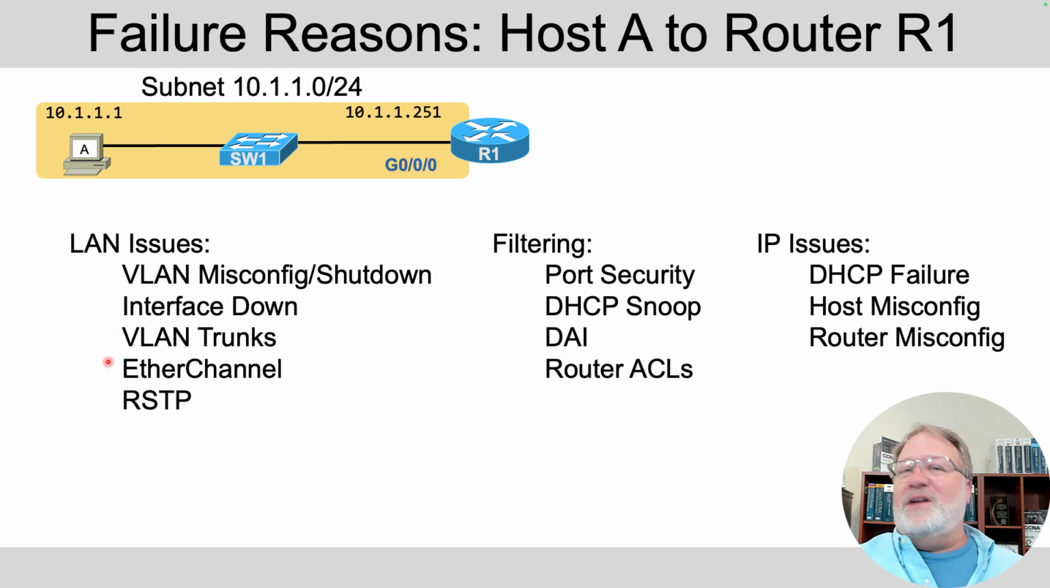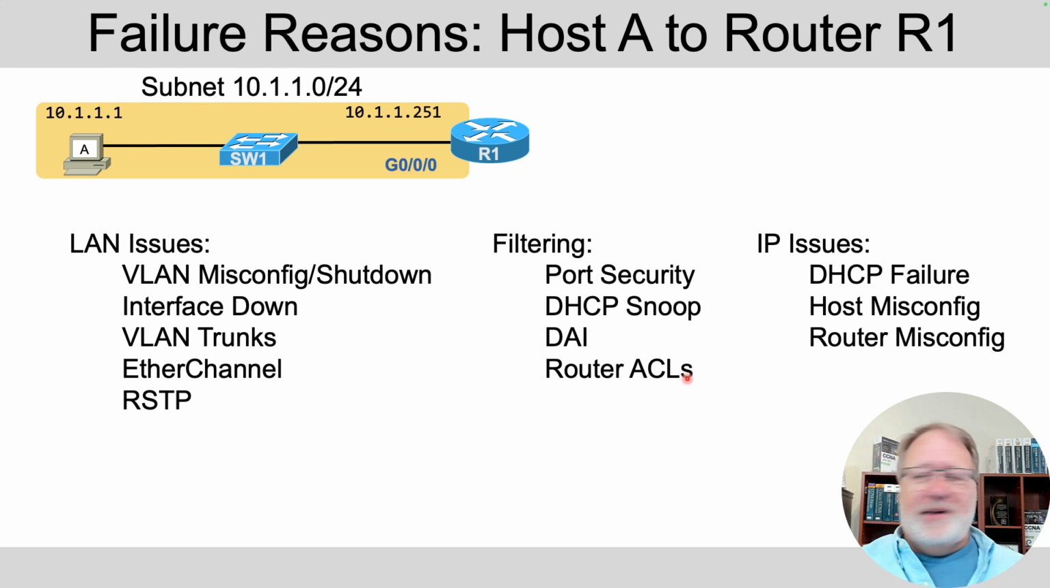If you've got a larger LAN and you had EtherChannels, you could have an EtherChannel misconfiguration. You could have RSTP converge to a topology that isolated one of the ports. You know, all sorts of things that prevent layer 2 frames from going where they need to go. You could have different filtering options enabled that filter the frames, like port security, DHCP snooping, dynamic ARP inspection, and even router ACLs. You could have a router ACL that filtered the ICMP message coming in.